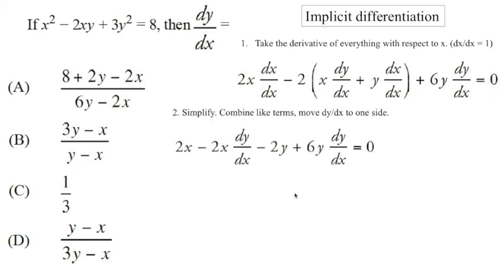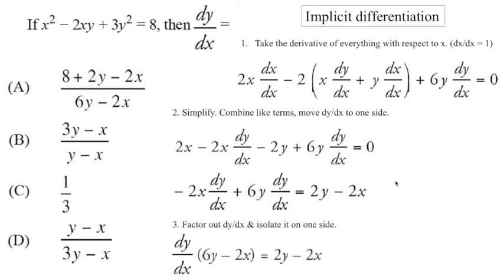Right? Next, we're going to simplify. Let's combine like terms. So we get 2x, and this is 1, so we get rid of that, minus 2 times x dy/dx. We're just distributing the negative 2 to this term and to this term, minus 2 times y, and get rid of that because it's just 1, plus 6y dy/dx. And then we're going to move our like terms to the same side. So we want to get those dy/dx terms on one side here. So we're going to take negative 2y and 2x and move them to the other side. Negative 2y then becomes 2y, 2x becomes negative 2x. And so we get this equality here.